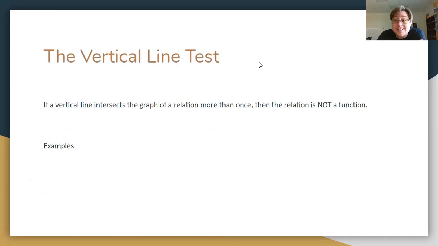Okay, so the vertical line test is a little bit different. It's an easy visual way of telling if something is a function. If we have a graph and we draw a straight up and down line, that line can only intersect it a maximum of one time. So it's okay if it doesn't touch the graph. It's okay if it touches it once. If it touches the graph twice, it's no good. So let's look at a couple examples.